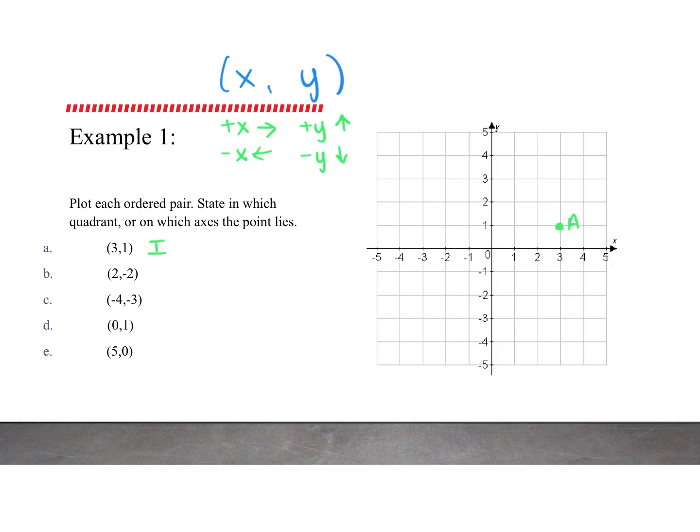So let's try our next one. We've got 2, negative 2. So our x value is positive, so we're going to go right, positive 2. And then our y coordinate is negative 2, which means we're going to go down 2. And we're going to make our point. I'm going to erase the other markings off of here. So the only thing left is our point for B. And if we count our quadrants, remember it's 1, 2, 3. That means point B is in quadrant 4.